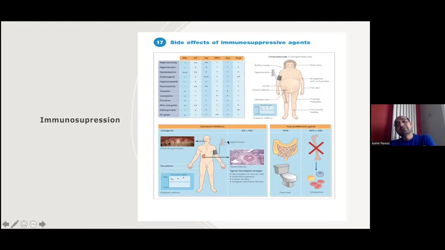Cyclosporin is similar, but the main regime for immunosuppression is tacrolimus. It is a very, very good immunosuppressant, but it has a low therapeutic index. It means it has to be in a certain range for it to be effective. If it's below the range, it won't be effective. If it is above the range, it will cause complications or side effects.